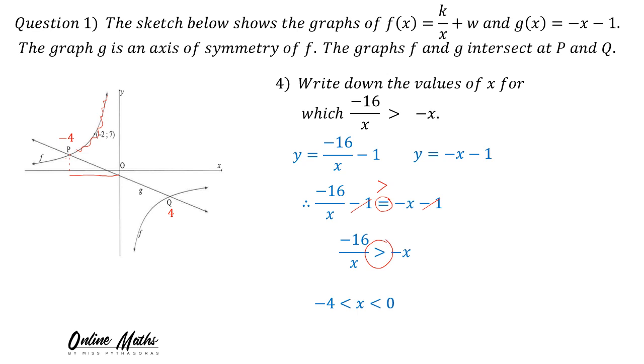But there's another place where the hyperbola lies above the straight line, and this is there at Q, and the x value at Q is 4, and this is happening from 4 onwards. And to write that in maths, you write x is greater than 4.